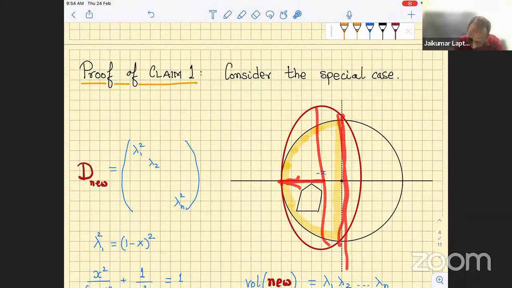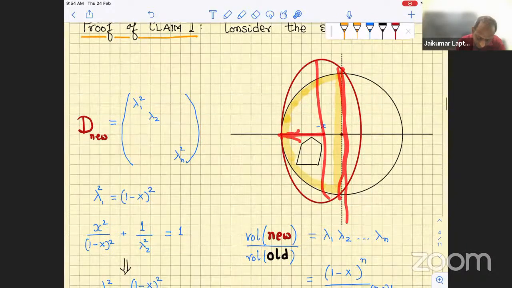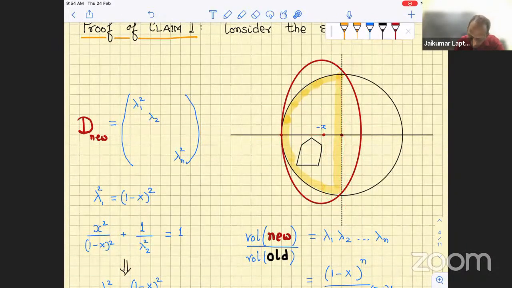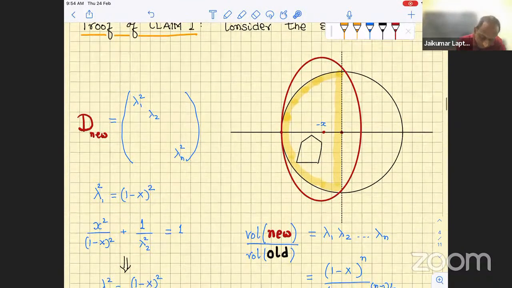And in this direction, the length of the axis is 1 - x. Is this clear? This is x. So this length is 1 - x, and that is half the length of this axis of the ellipse. So at least we have managed to pin down one of the eigenvalues. So that eigenvalue squared is 1 - x. Is this much clear?